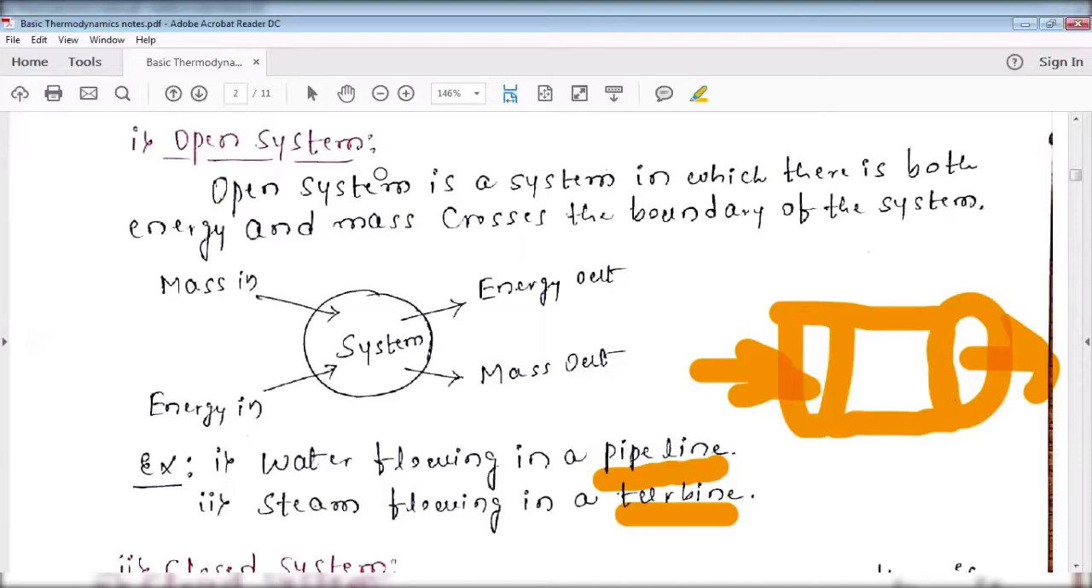Not only kinetic energy, whatever the energy is, it might be potential energy, or heat energy, or mechanical energy. Whatever the energy, if it crosses the system boundary from surroundings to system or from system to surroundings, such systems are called open systems.